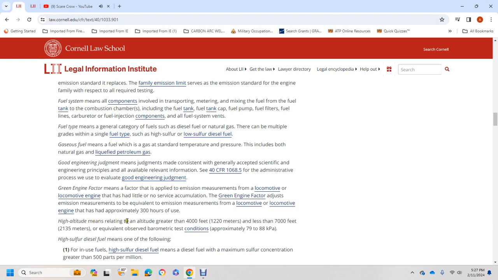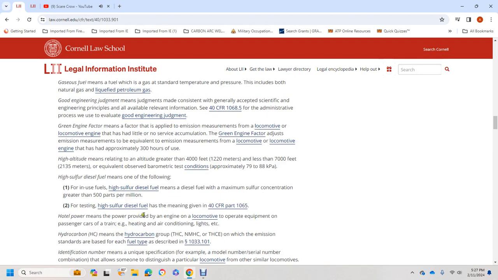High altitude means an altitude greater than 4,000 feet but less than 7,000 feet, with an equivalent observable barometric test condition of 79 to 88 kilopascals. High sulfur diesel fuel means one of the following: for in-use fuels, high sulfur diesel fuel means diesel fuel with a maximum sulfur concentration greater than 500 parts per million. For testing, high sulfur diesel fuel means as given in 40 CFR 1065.